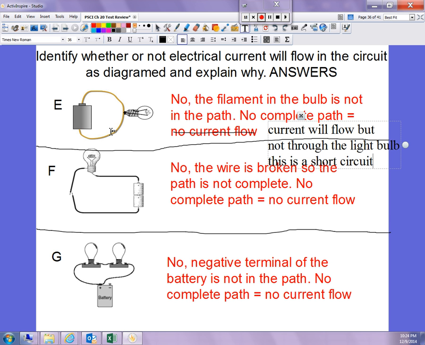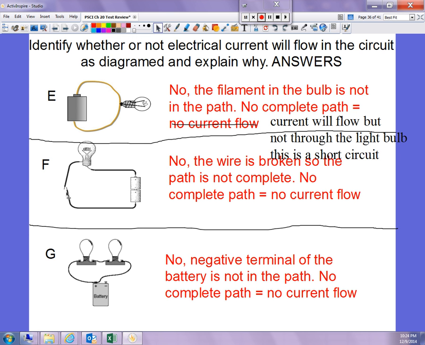This is one of those circuits that we say is really dangerous because there's no usage of the energy anyplace, and so we're just pumping it back into the battery and the battery overheats. This was our short circuit, okay? On F, you can see there's a gap in the wire, right here, and so no current will flow. The bulb is in properly, but no current will flow. And on this one, again, notice that my negative terminal is not in there, so no current will flow.